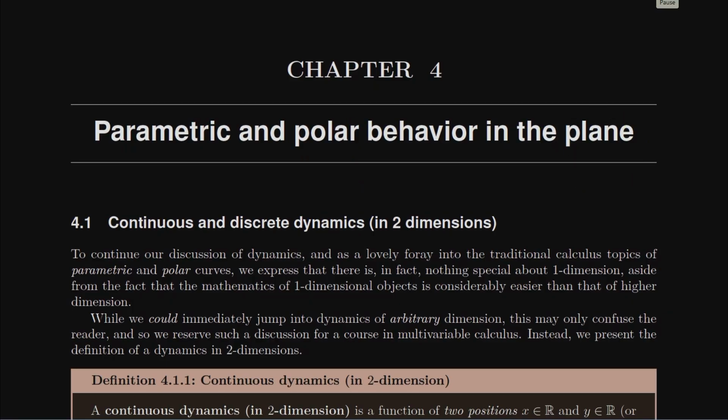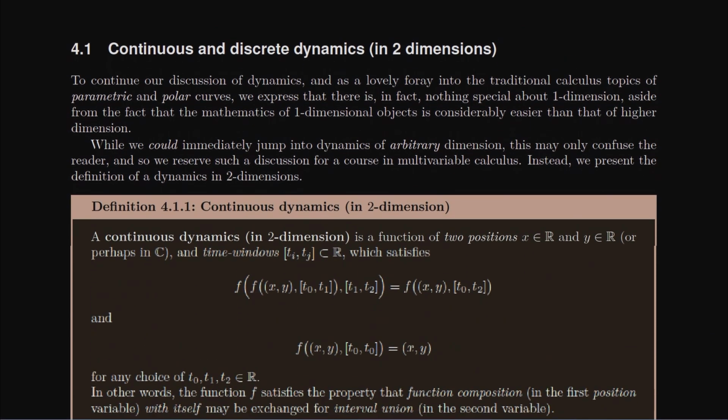But in a lot of ways, what we're going to cover today, trying to link everything together, we're going to basically use dynamics as this foray from one dimension to two dimensions and really give us a reason why we should study parametric and polar behavior in two dimensions. So today we're going to study dynamics in two dimensions.